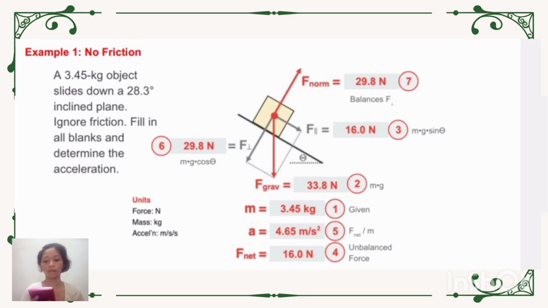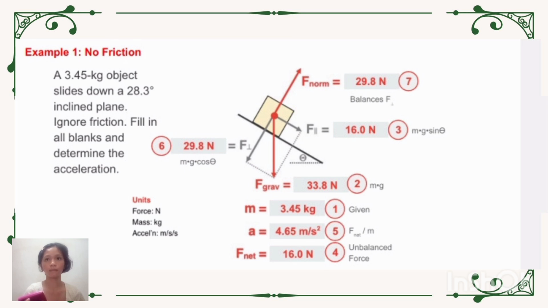So number 5, all we have to do is substitute our 16.2, which is 16 N. So 16 N divided by our mass, which is 3.45, we are left with 4.65 meters per second squared.